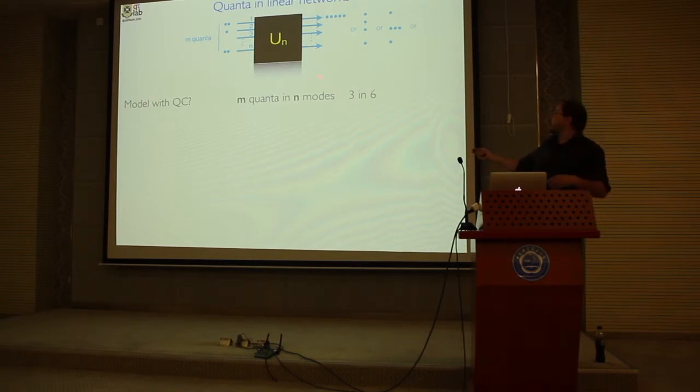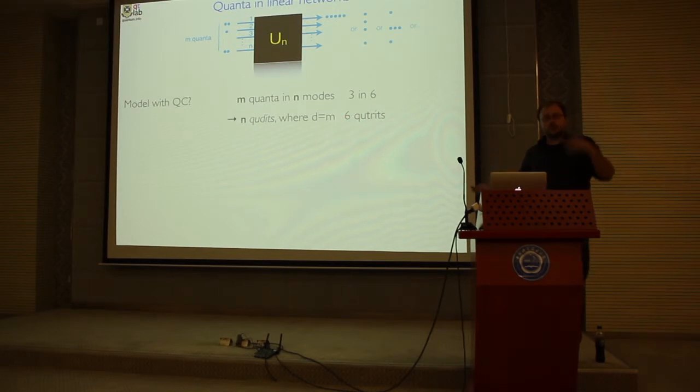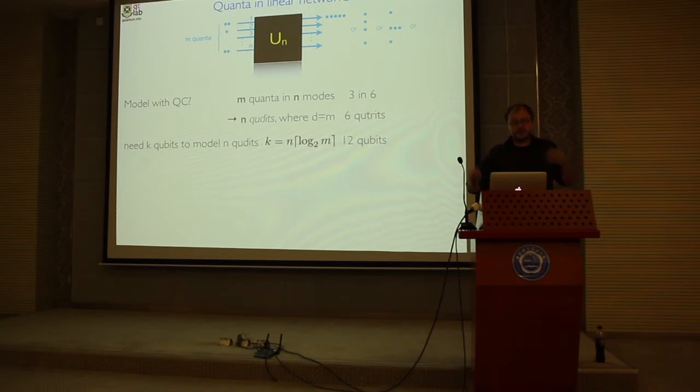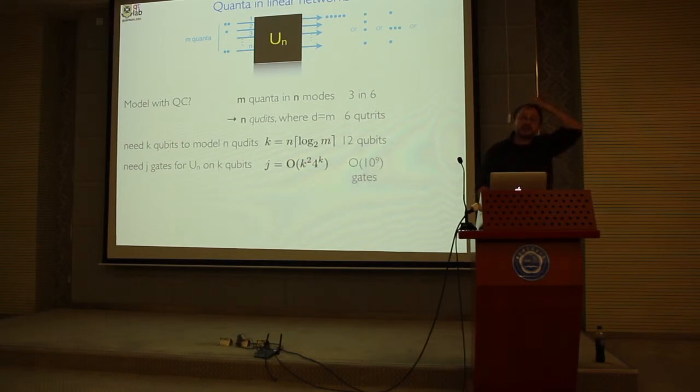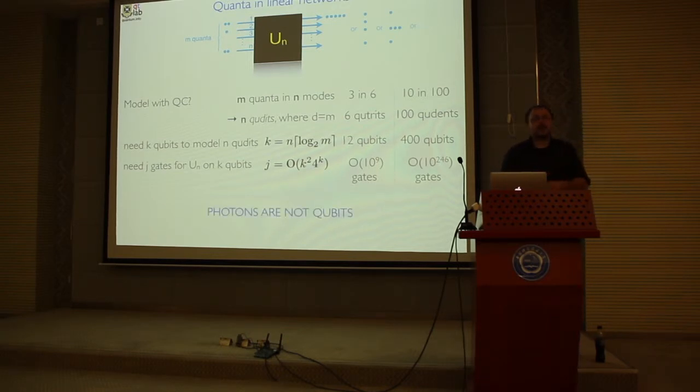So just say as an example, I had 3 quanta in 6 modes. I can model that with some qubits, so as 6 qutrits, 3-level quantum systems. I know how many qubits I need to model qutrits. I go to Eichenschwang, the textbook, and I find I need that number of qubits, which in this case is 12. And then this is an unstructured unitary. I have no information about it. So I need this many gates, which for 12 qubits is a billion gates. And then if I do the same thing for 10 photons into 100 modes, I need 100 qudits, where that's a 10-level system, which is 400 qubits, and I'd need 10 to the 246 gates. So the take-home message from this slide is photons are not qubits.